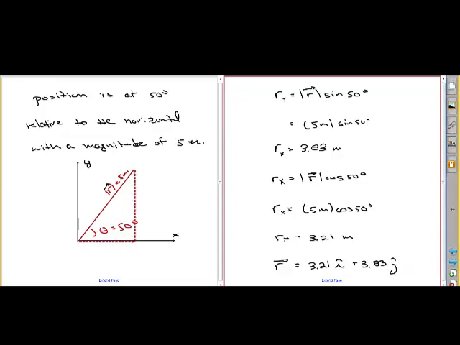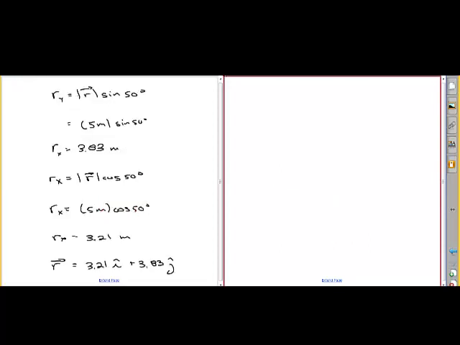So I know that to get to my final point, I go 3.21 units in the x direction, and I go 3.83 units in the y direction, and that resultant displacement or position is the same as if I drew a straight line from the origin to this point at an angle of 50 degrees with a length of 5. And if you take this square plus that square and take the square root, you'll get 5. So that is unit vectors.